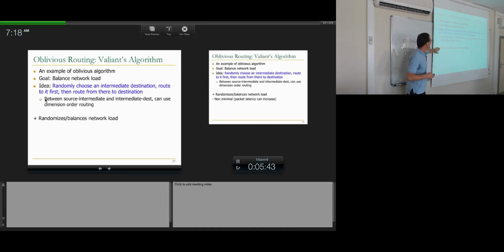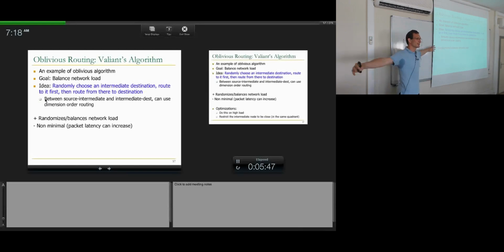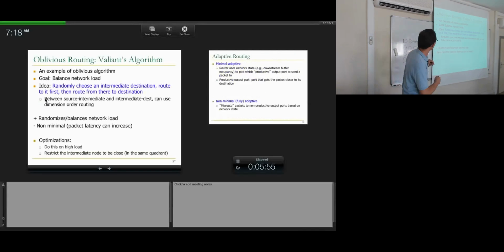The upside is it randomizes and balances network load, so this exploits path diversity really nicely, right? Because you're taking advantage of that path. The downside is it's non-minimal now, right? Your packet latency actually increases because you're adding this additional destination. You can optimize this. You can do this only on high load. So when do you really need to balance the network load? Maybe when you have high load on the network. Because if you have low load, it makes no sense to increase your latency, perhaps, right?